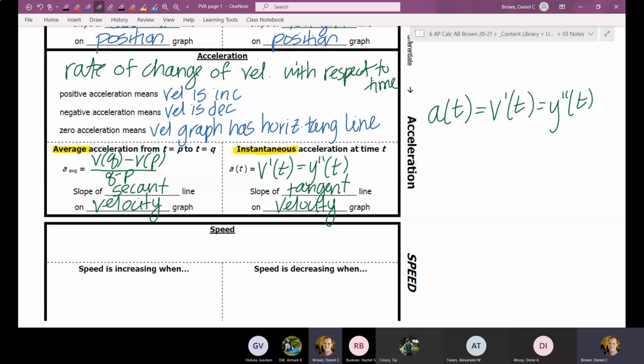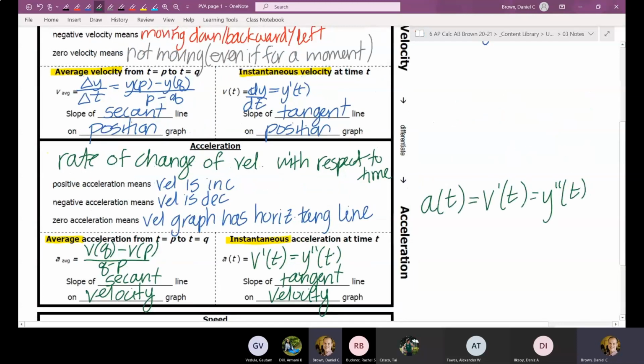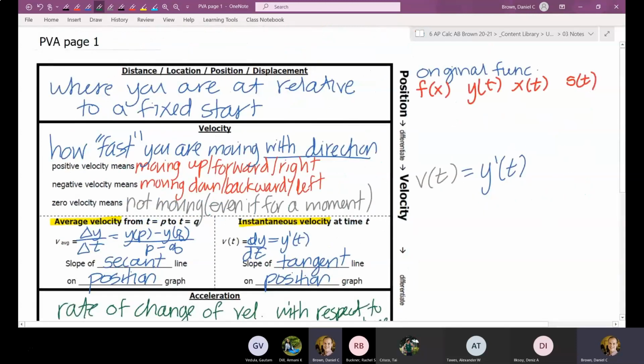For those of you who have taken physics or are currently in physics, if you look at some of your kinematic equations, they might give you one for particle motion velocity. If you look at that one, its derivative will be the acceleration equation. Those are the connections we have between these graphs. Before I talk about speed, any questions or things I can clarify from the first three rows on that chart?